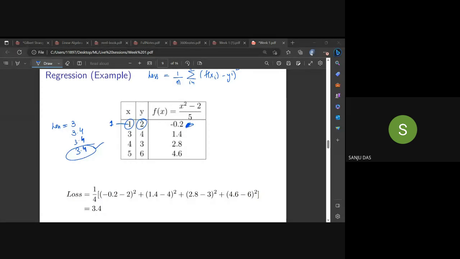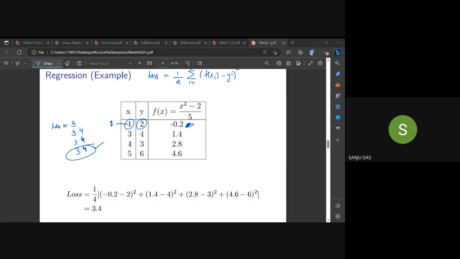If I may say something here, actually loss is kind of like the deviation from the actual value, when you are predicting something. So loss is basically the deviation. But as we sum up, sometimes the deviation will be positive, sometimes it will be negative. It will cross out and it can become zero.